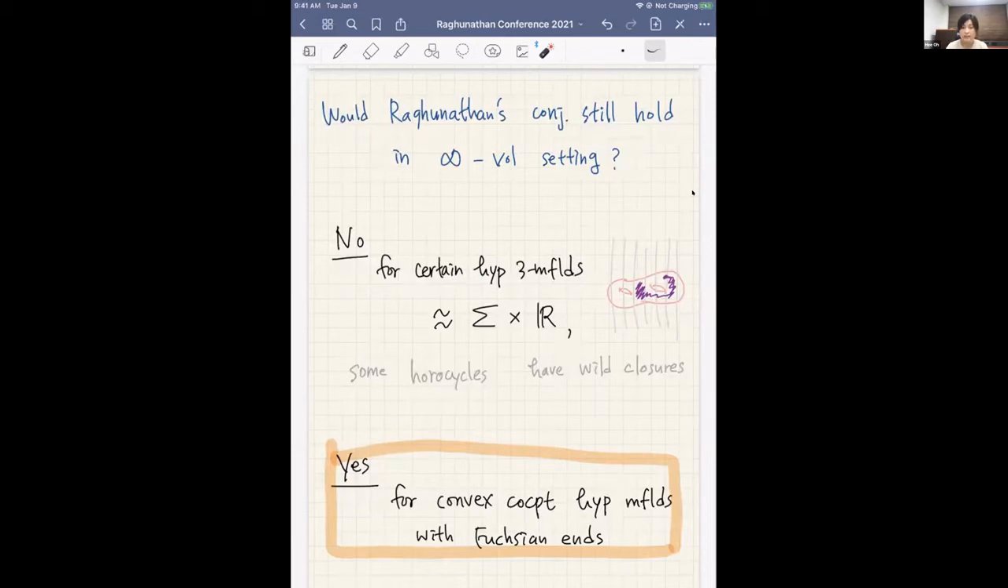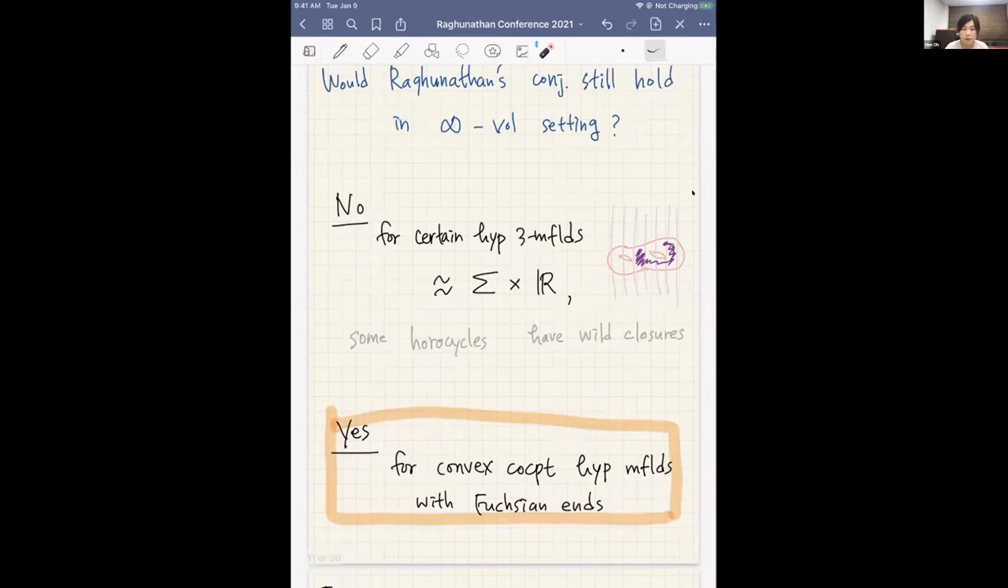In complete generality, the answer is no, because it's not very hard to find a hyperbolic three-manifold, for instance, homeomorphic to a hyperbolic surface times R, which contains horocycles with very wild closures. In this hyperbolic surface, there are many geodesics with wild closures, and one can promote these geodesics to geodesic planes, and these geodesic planes will contain some horocycles with wild closures. So in complete generality, one cannot remove the hypothesis that Γ is a lattice in G.